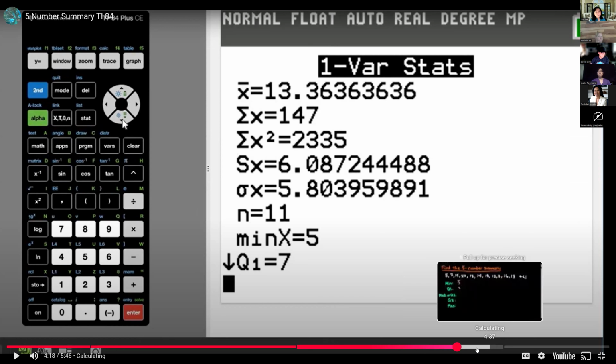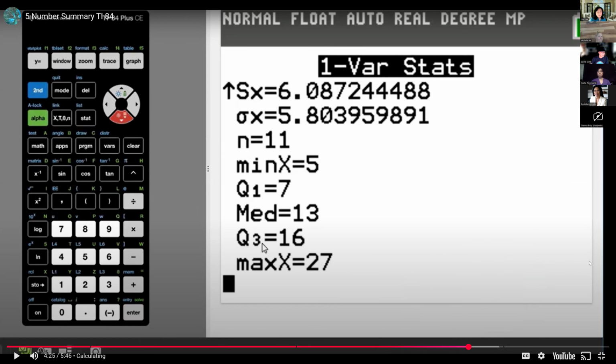So you see, the five number summary is there, right? The minimum is 5, Q1, the first quartile, is 7, the median is 13, the third quartile is 16, and the maximum is 27. You use the graphing calculator, you get it right away like this, and no mistakes. That's why I want everybody to take advantage of the technology, okay?